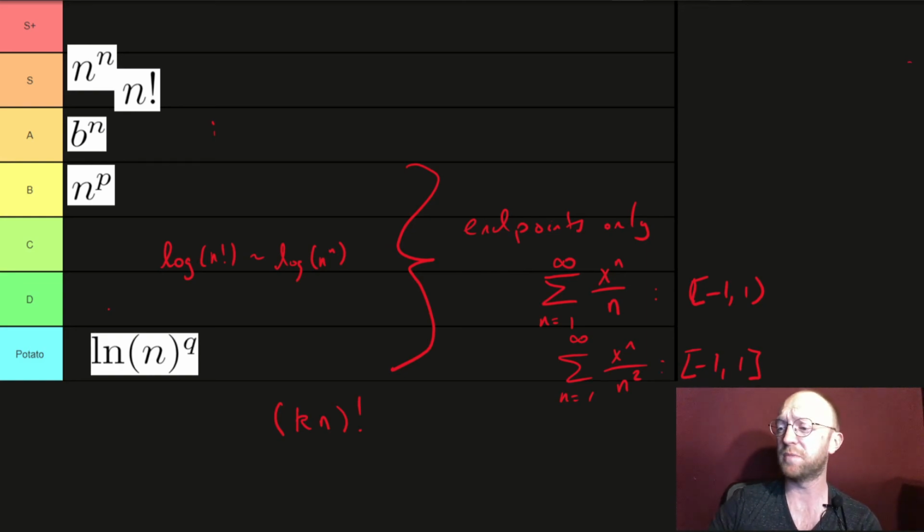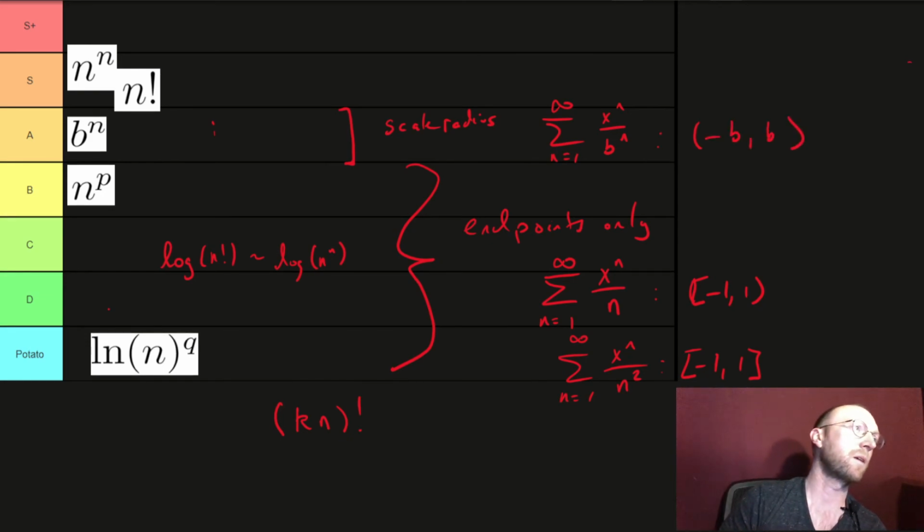I'm not dialing and stretching. This A tier is by itself here. Why? Because it's going to scale the radius. I have the sum from n equals 1 to infinity of x to the n over b to the n. What's this going to be? It's going to be negative b to b. So I'm scaling the radius.